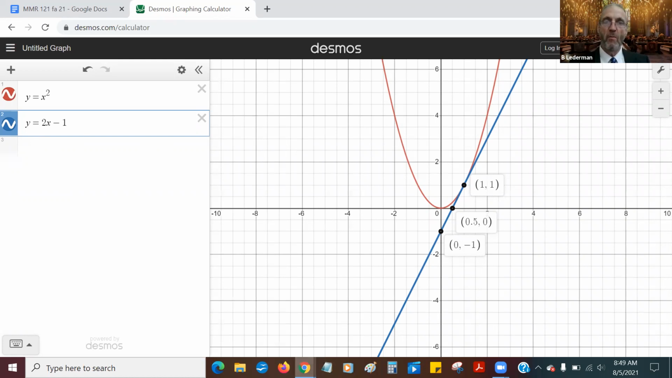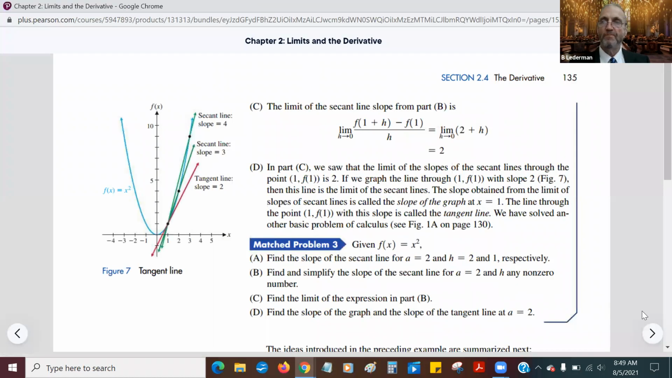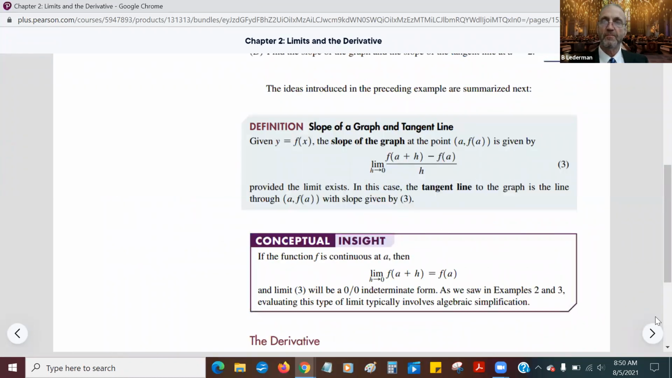Okay, back to the salt mines. So the definition of the slope of a graph and a tangent line is the limit as h goes to 0 of f of a plus h minus f of a over h. And we're getting so close to something called the derivative. In fact, it's going to start right down here, derivative.